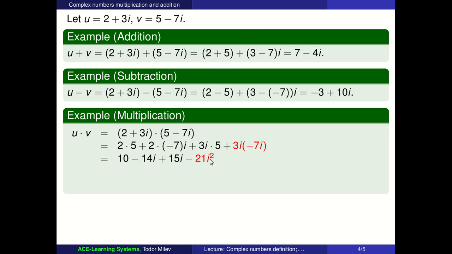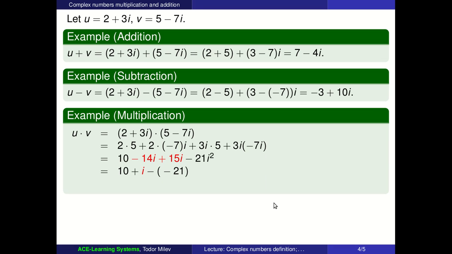Alright, let's continue our computations. Minus 14i plus 15i, well, I could factor i, and then I'm getting 15 minus 14. 15 minus 14 is 1. So here I'm getting 1 times i, and the convention is that when you have 1 times i, you can abbreviate that as the number i. So you don't need to spell out the number 1. So the coefficient 1 you can omit it.